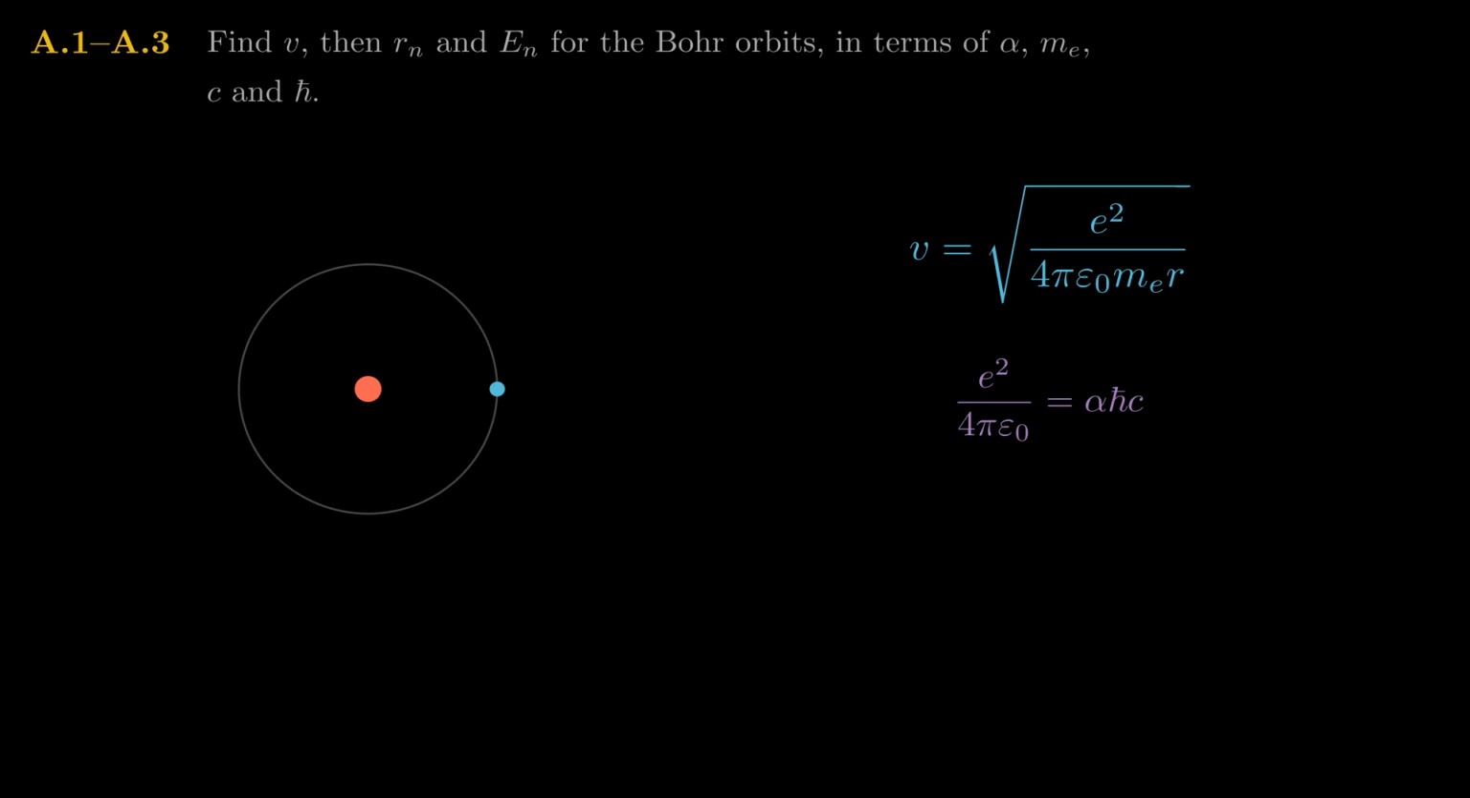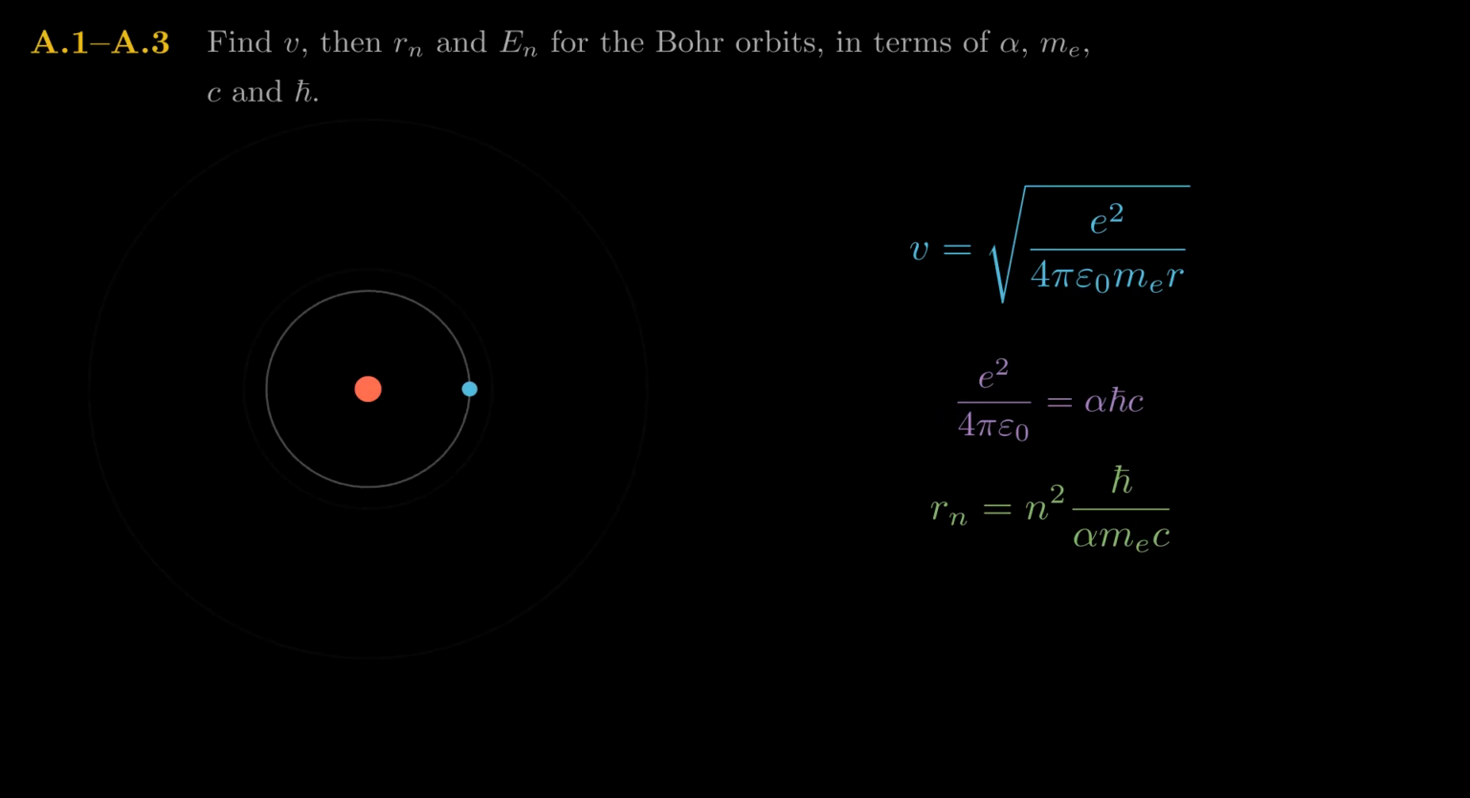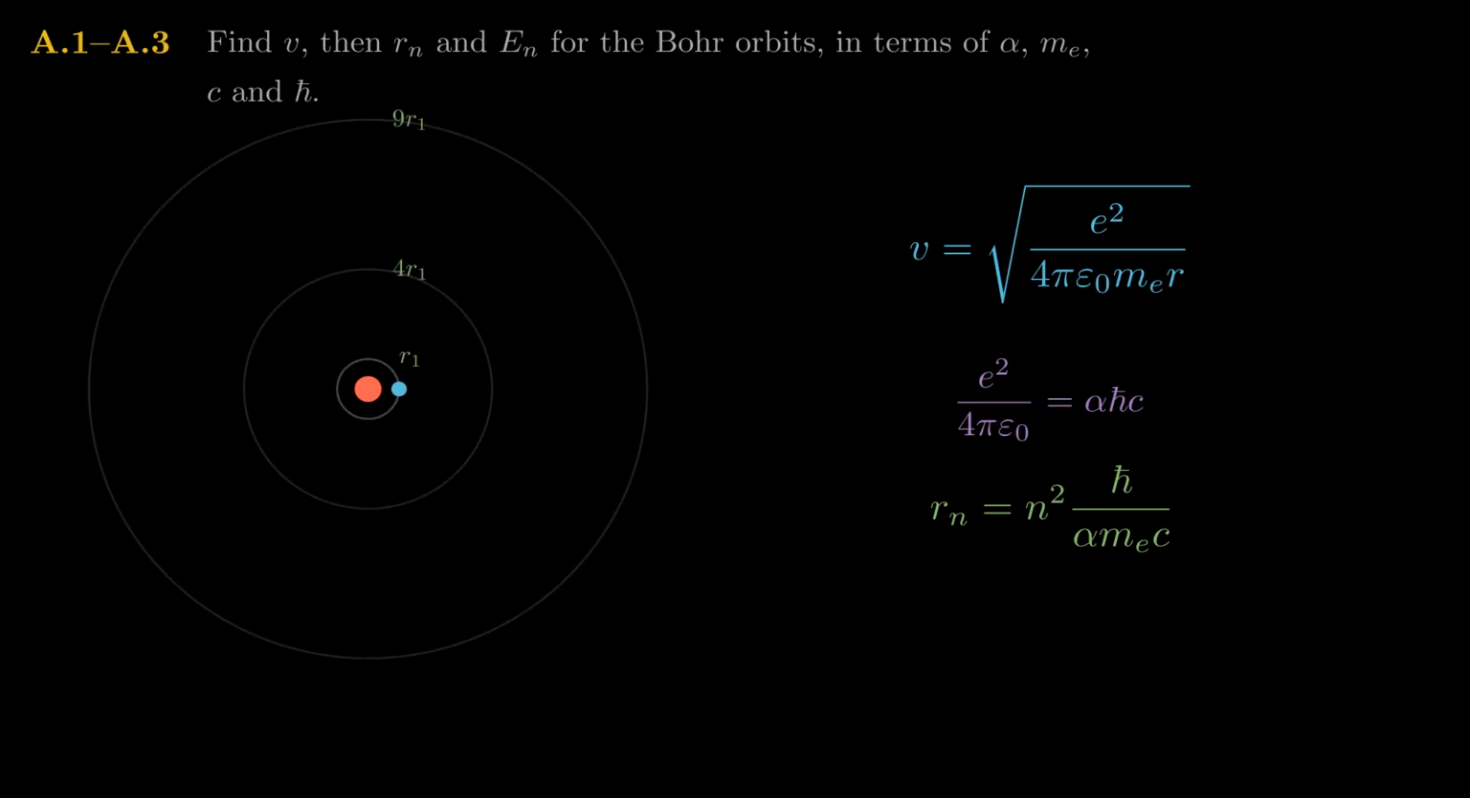Bohr adds exactly one assumption. Angular momentum comes in units of h-bar. Substitute V, square both sides. One factor of r cancels, and the radii grow like n squared. And that is worth seeing. The allowed orbits are not evenly spaced. 1, 4, 9.